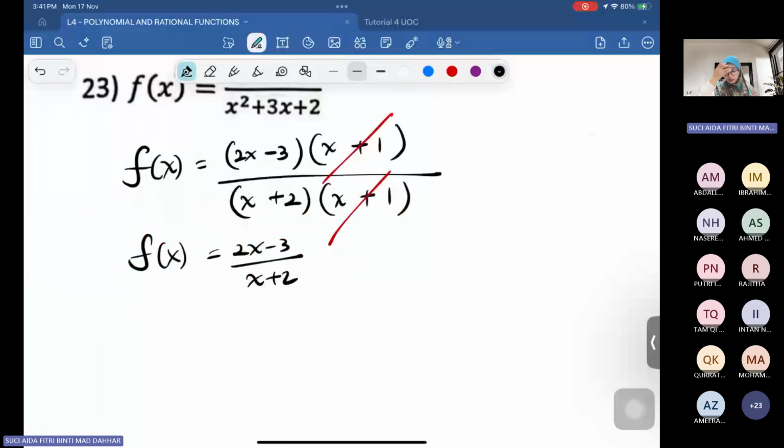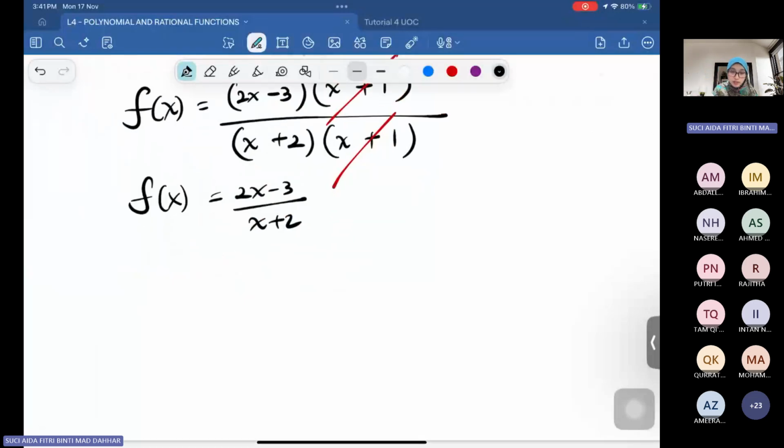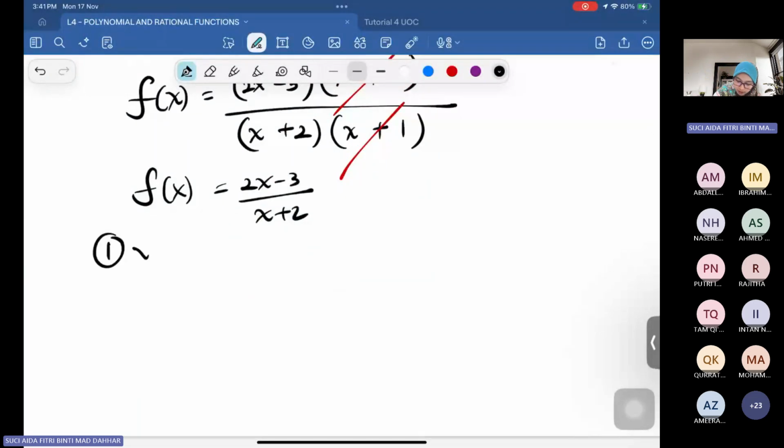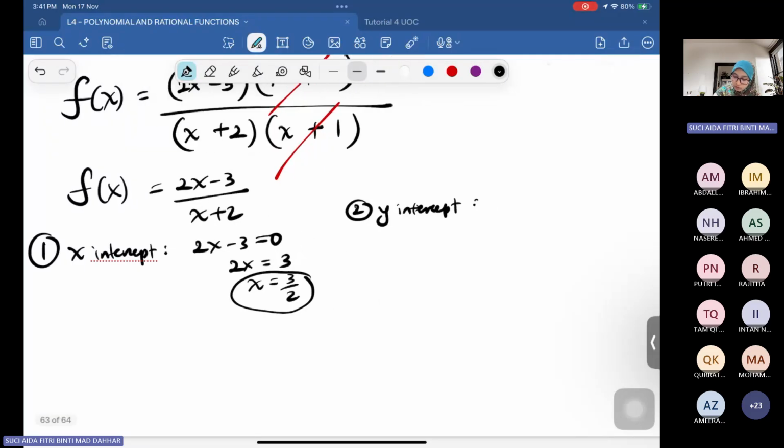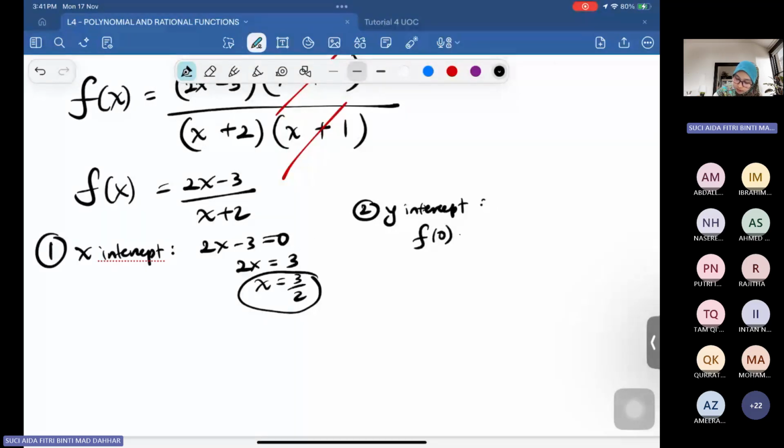Let's start. We will deal with this and then we will do the 5 steps. Step number 1, I need the x-intercept. So my x-intercept is 2x minus 3 equals to 0. So 2x is 3, then x is 3 over 2. Step number 2, I need the y-intercept. Y-intercept occurs when x is equal to 0. So f(0) will become 0 minus 3 divided by 0 plus 2. That's going to be negative 3 over 2. So our y-intercept is at negative 3 over 2.